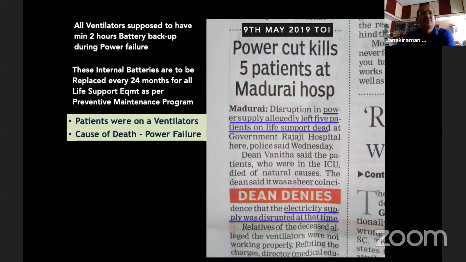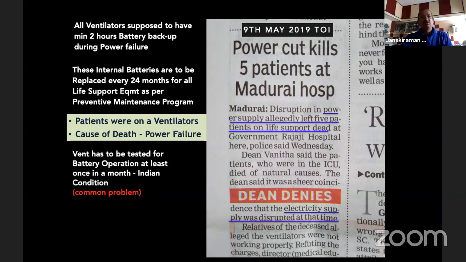Use that battery for some monitoring purpose, not for the ventilators. So in these machines, the batteries were not replaced. That means the preventive maintenance program was not done for many years. The ventilator also has to be tested for battery operation at least once a month. That's our Indian condition. In Bangalore, I've got 4 hours of power failure, 2 hours in the morning and 2 hours in the evening.